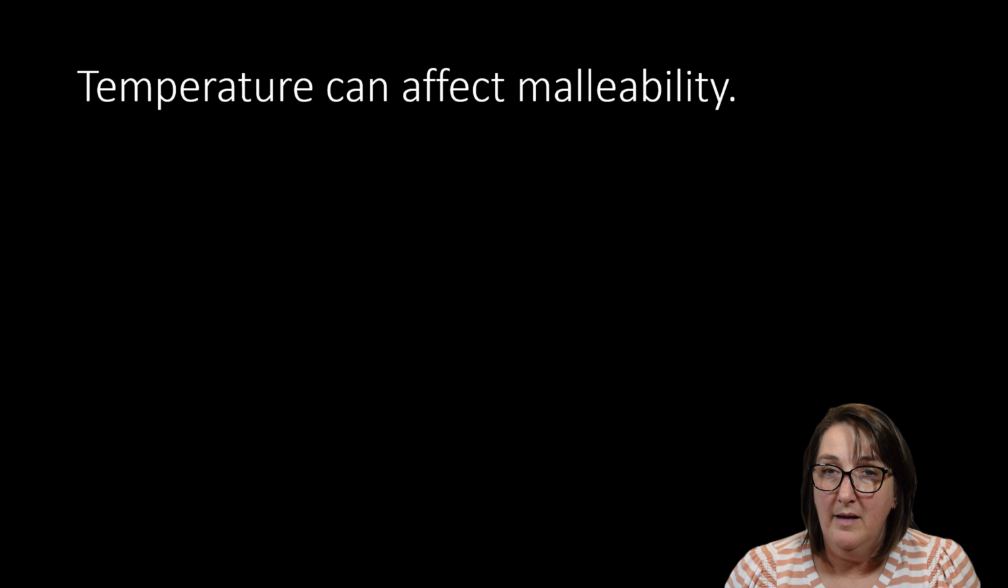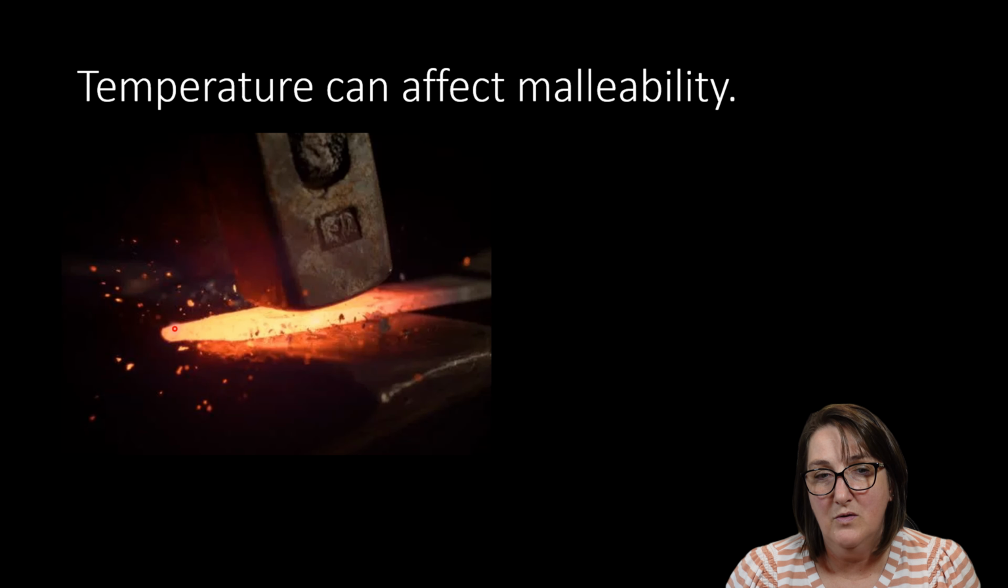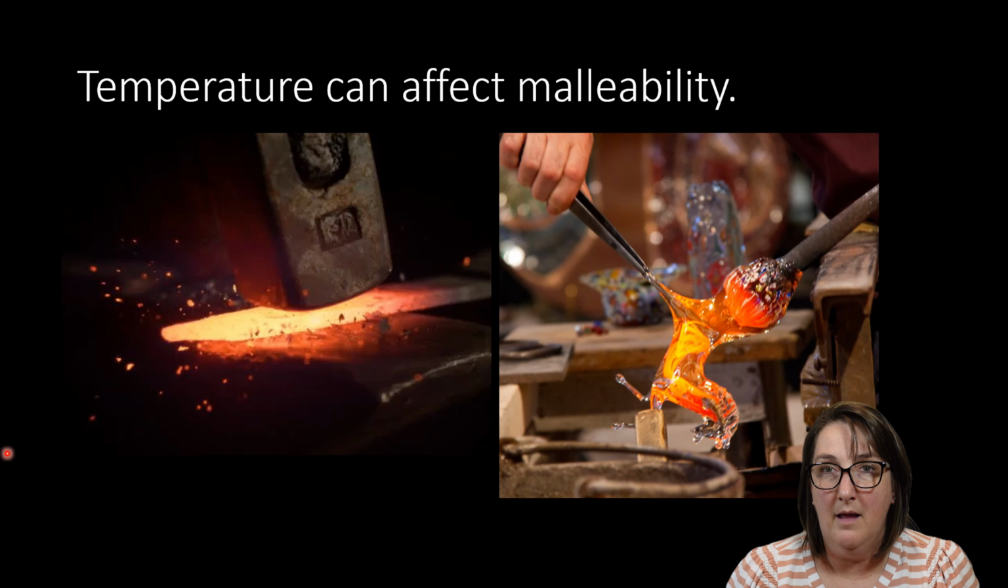Temperature can affect malleability. If something gets really hot, I can take a hammer, I can mold it, I can flex it. It's going to be more malleable the hotter it is. Something else that can be really fragile but very malleable when hot is glass. Here I can take glass, it's super hot, and I can bend it, do stuff with it, and it's not going to break. But as soon as it cools down, now it's fragile. Now it's going to shatter and break. So temperature can affect malleability.